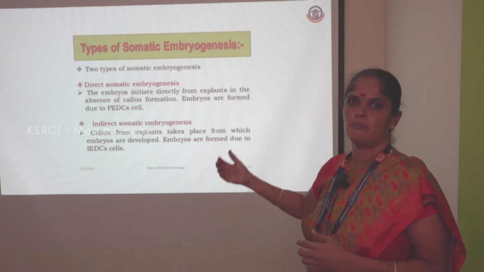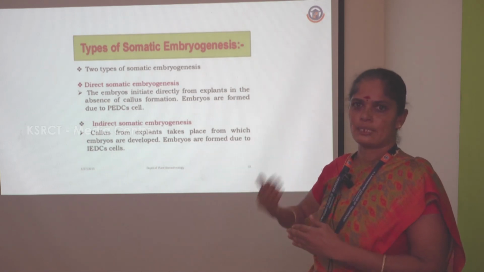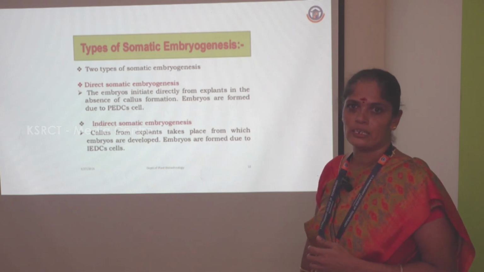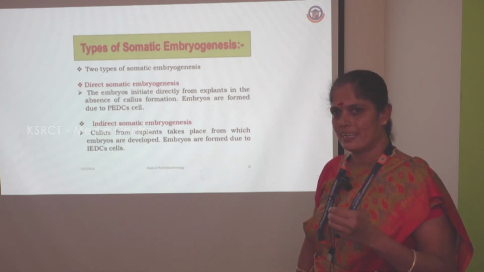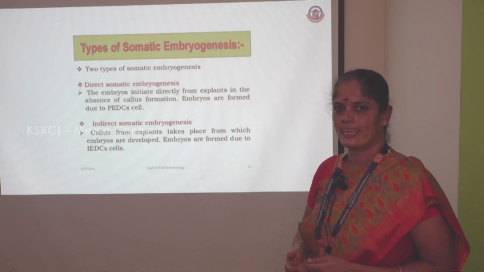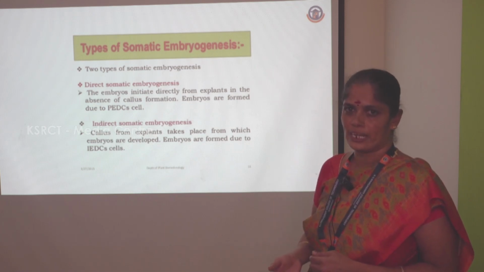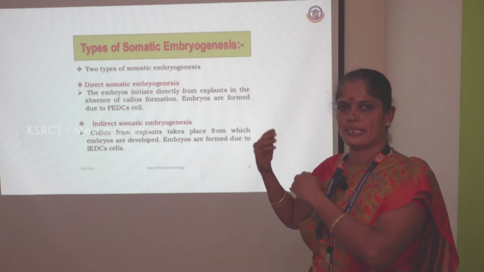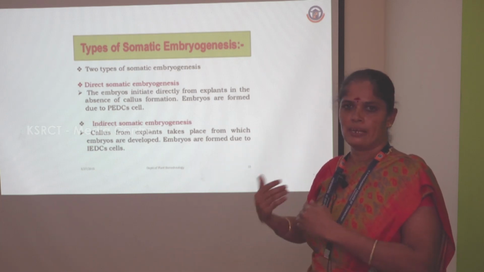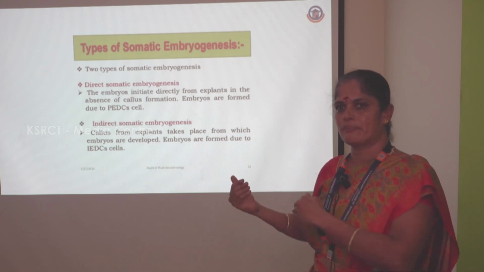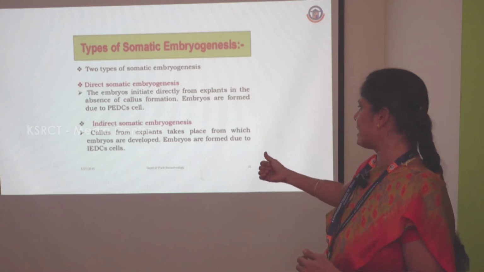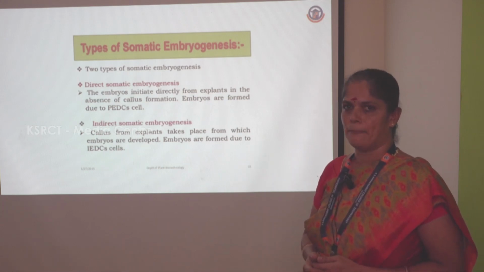This is possible with this method because the explant already contains a specific cell called the PEDC cells. Let me abbreviate: PEDC stands for pre-embryonic determined cells, or else pro-embryogenic determined cells. Because of the presence of these PEDC cells, the explant has the ability to develop somatic embryos straight away. This category is direct somatic embryogenesis, and the second category is indirect somatic embryogenesis.